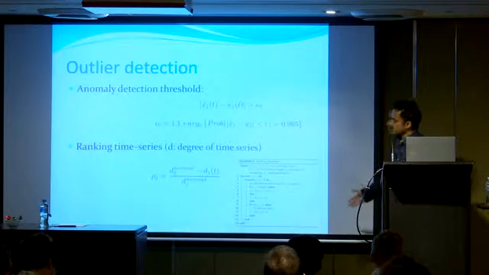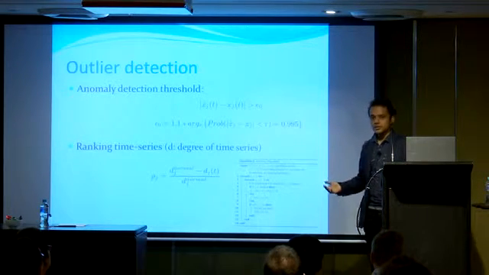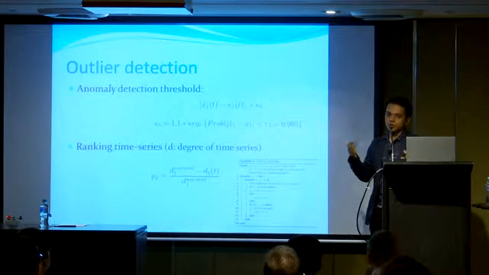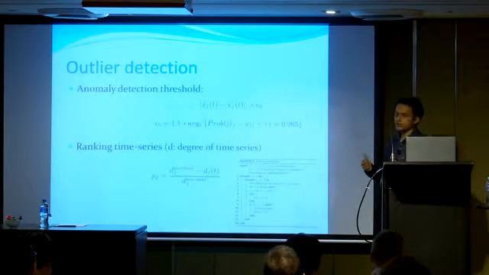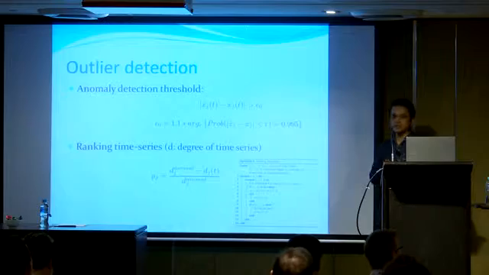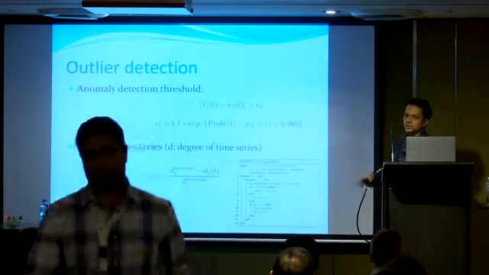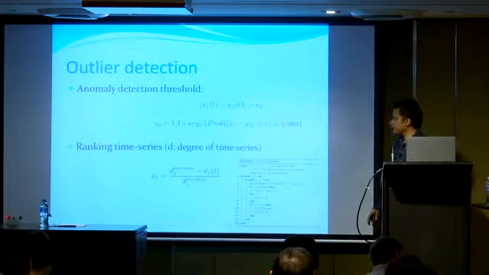And the other thing that you can do is rank the time series by measuring the degrees at the nodes in the graph in the normal state and when there was an anomaly. And if there are more changes, you say that there is more happening at that point.